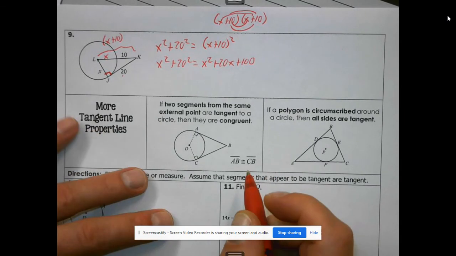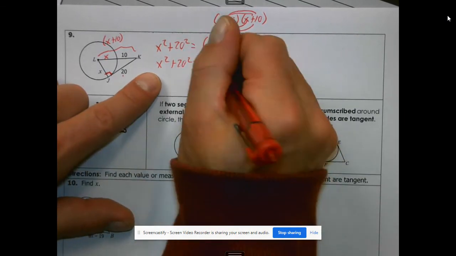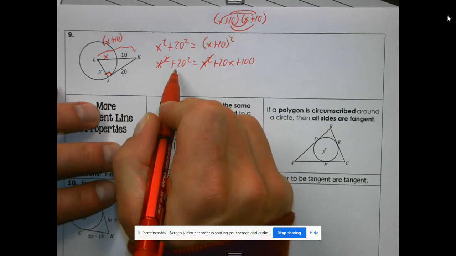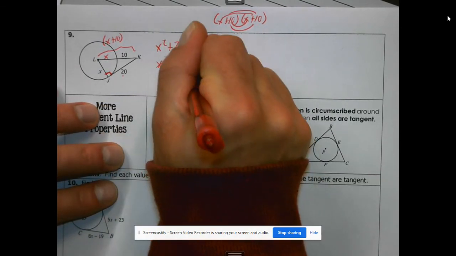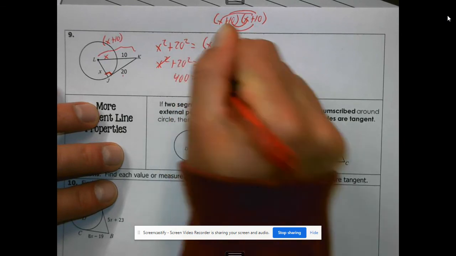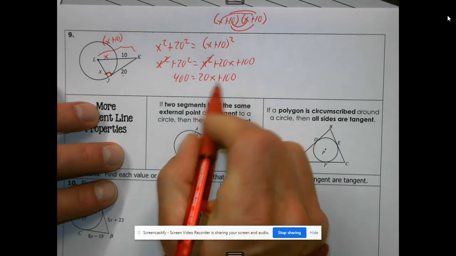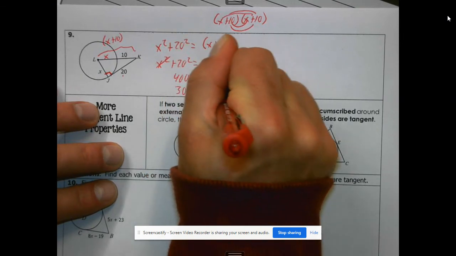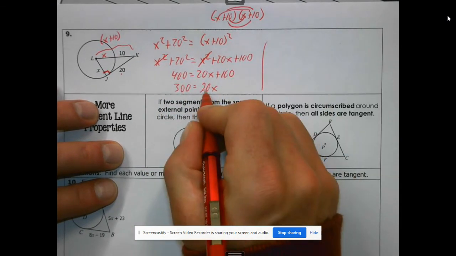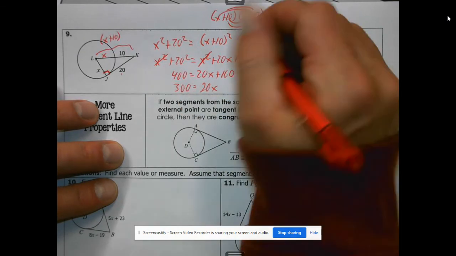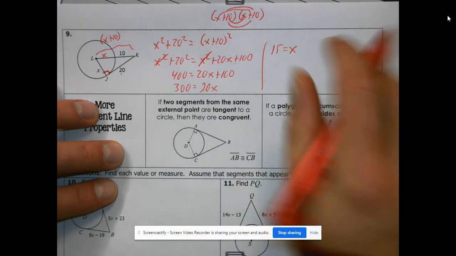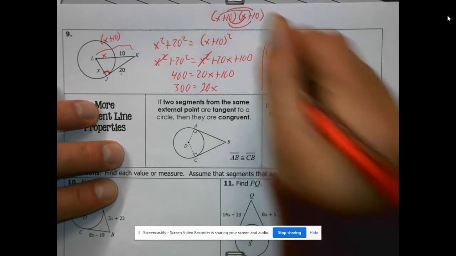Here's why we can do this one. You got x squared on both sides. See ya. They're gone. 20 squared comes out to be 400 equals 20x plus 100. Subtract the 100 over. And then 20 goes into 300 15 times. And then you got it. That is your answer.